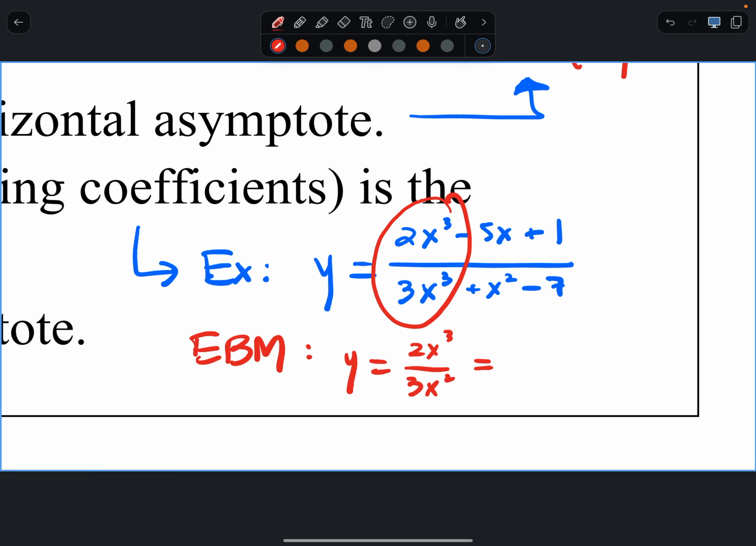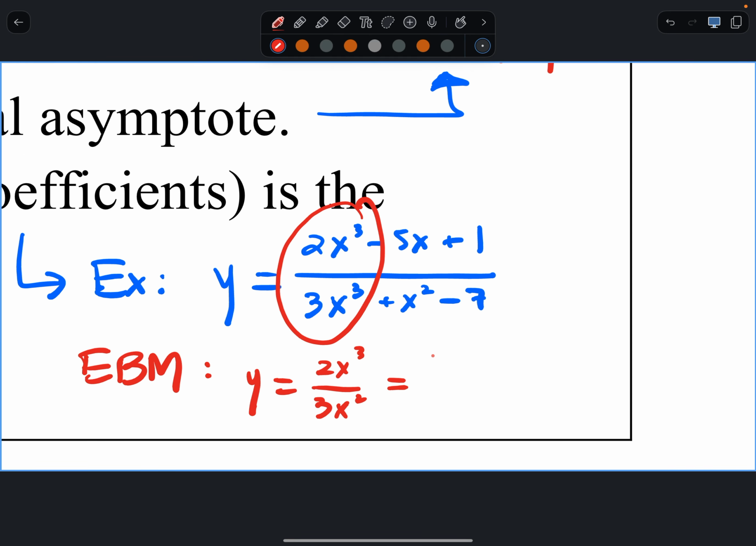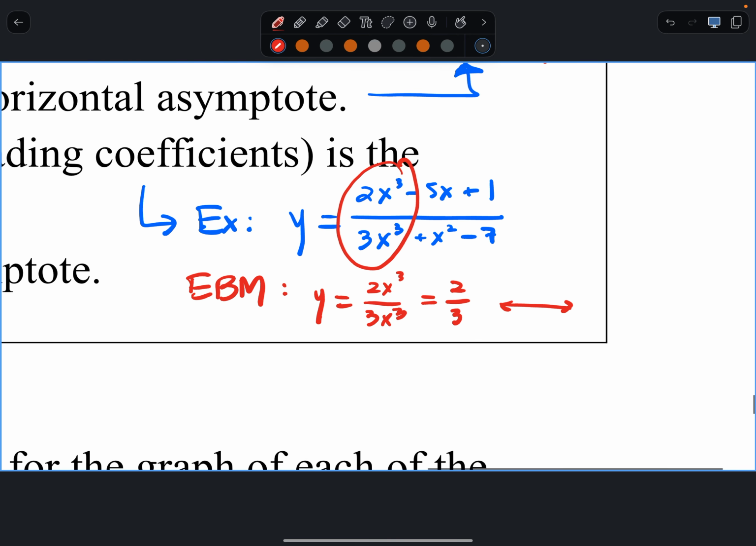What does our end behavior model simplify to? 2x over 3. Careful. That's a 3. Oh, I thought that was a 2 on the bottom. It was just my poor handwriting. So, sorry, what does that simplify to? 2 over 3. Oh my gosh, y equals 2 over 3. Isn't that just a horizontal line? So what that means is that this rational function has the same end behavior as the horizontal line y equals 2/3.